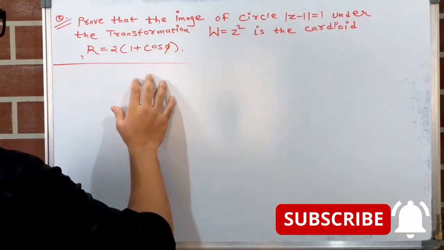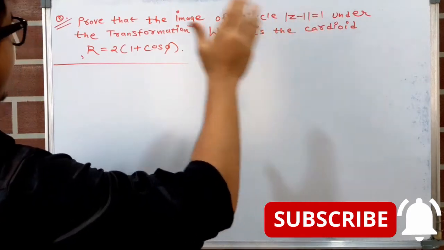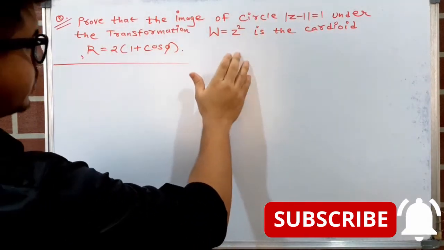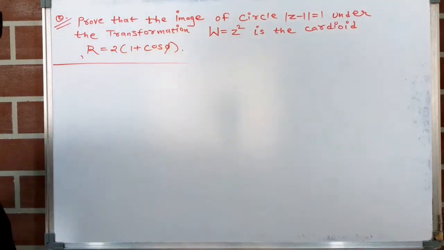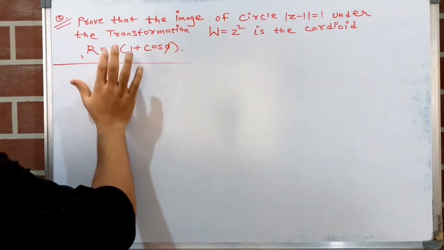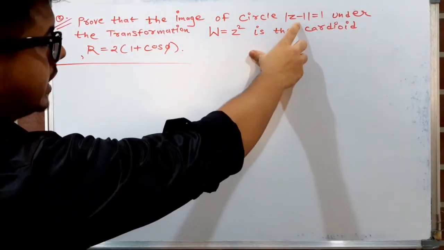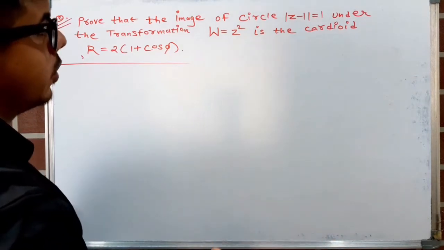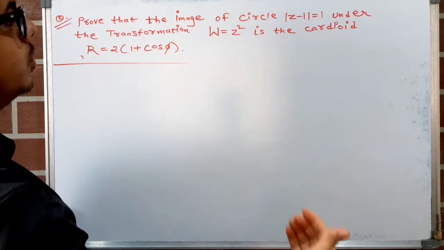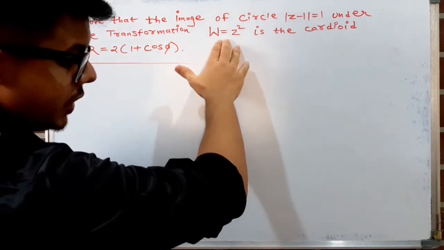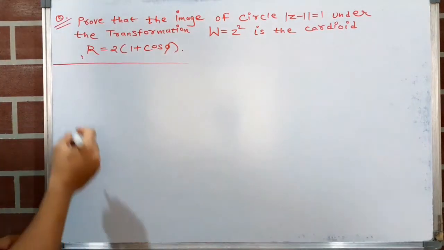So the first numerical is: prove that the image of the circle mod of z minus 1 equals 1 under the transformation W equals Z square is the cardioid of radius R equals 2 into (1 plus cos phi). Okay, so basically we want to prove this. As you can see here, the equation of the circle is given. In the previous video I had told that when the equation of the circle is given in the W equals Z square transformation, then we will use the polar form of this transformation. Okay, so we will start.